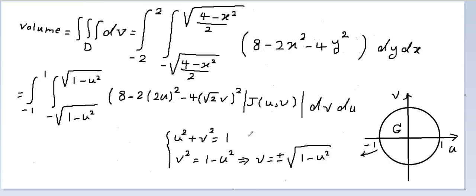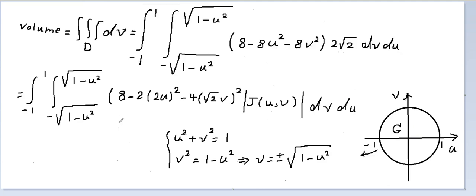Okay, so now let's put the Jacobian here. I'm going to erase here, then we move up to calculate the integral. You can see here the integral from minus 1 to 1, from minus the root to the root. 8 minus, this becomes 4u squared and this becomes 2v squared, and this one is the Jacobian, which is positive. We don't need to put the absolute value, dv du. So now let me erase here, then we continue the calculation.